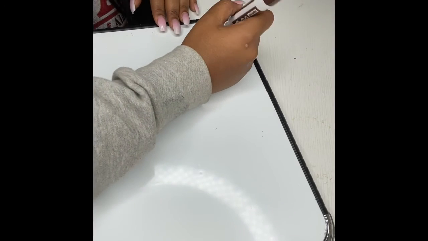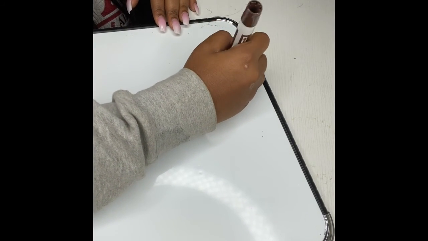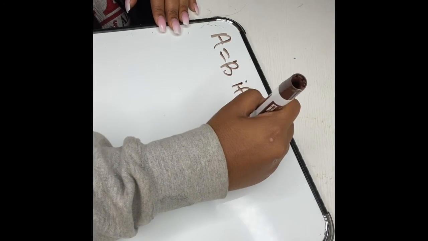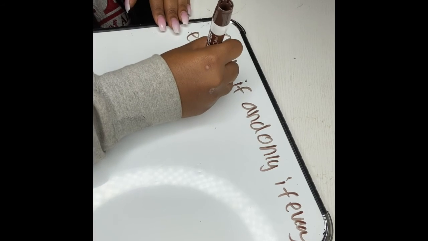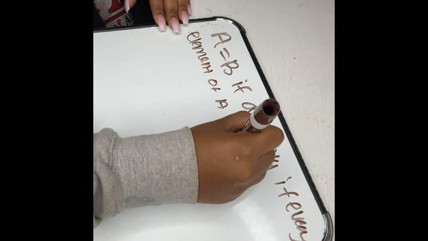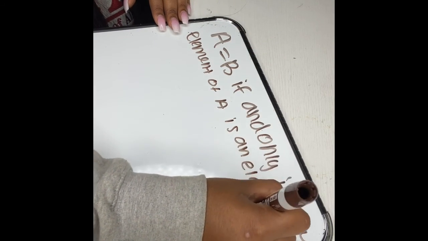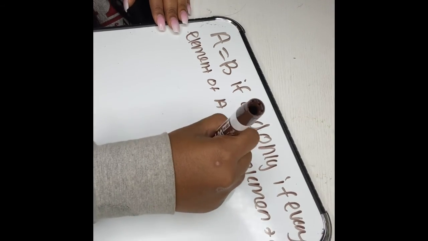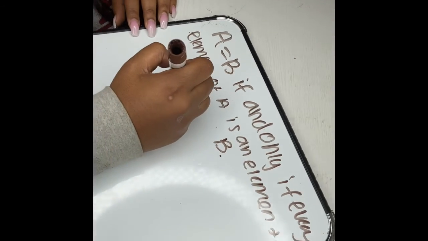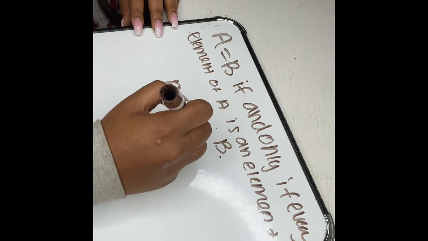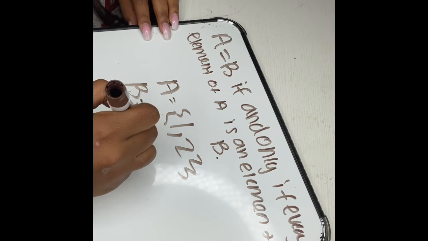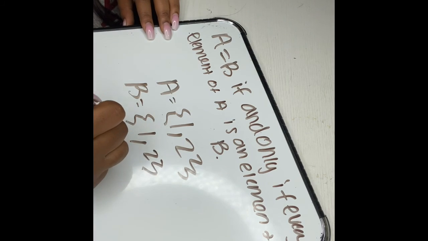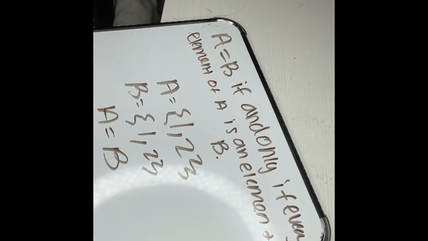Now we can talk about equals. A equals B if and only if every element of A is an element of B, and every element of B is an element of A. Therefore, if A is 1 and 2 and B is 1 and 2, A equals B.